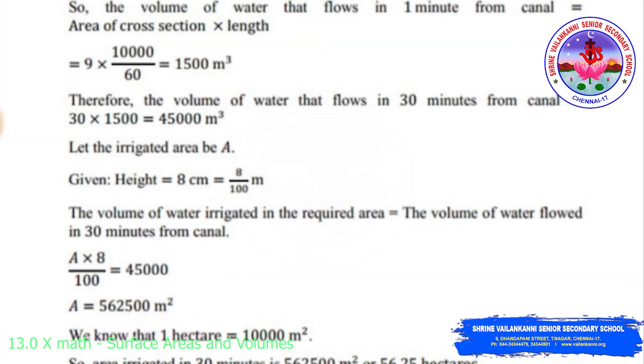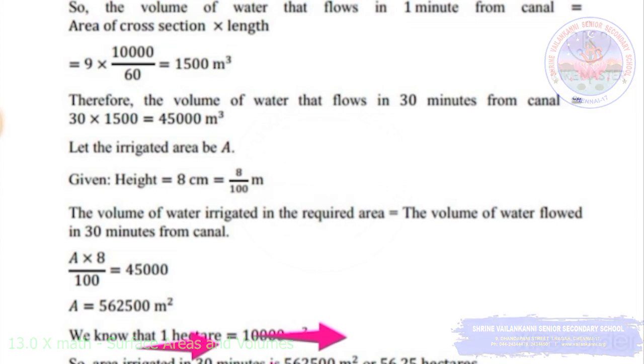Simplifying this, I will be getting the area as 5,62,500 meter square. Converting the area to hectares, 1 hectare is equal to 10,000 meter square. So the area irrigated in 30 minutes is 5,62,500 meter square. When we convert this into hectares, that is divided by 10,000, we will be getting 56.25 hectares.